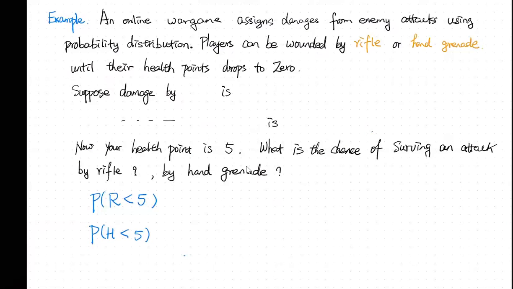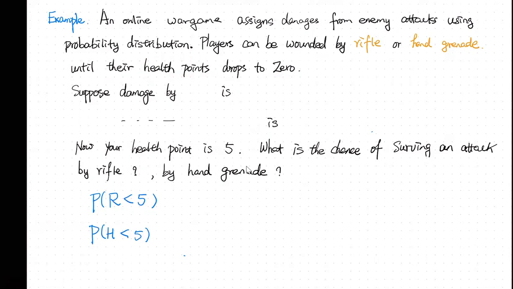The players can be wounded by the weapons until their health point drops to 0. If their health point drops to 0, then they are out. They no longer survive. So they're out of the game.